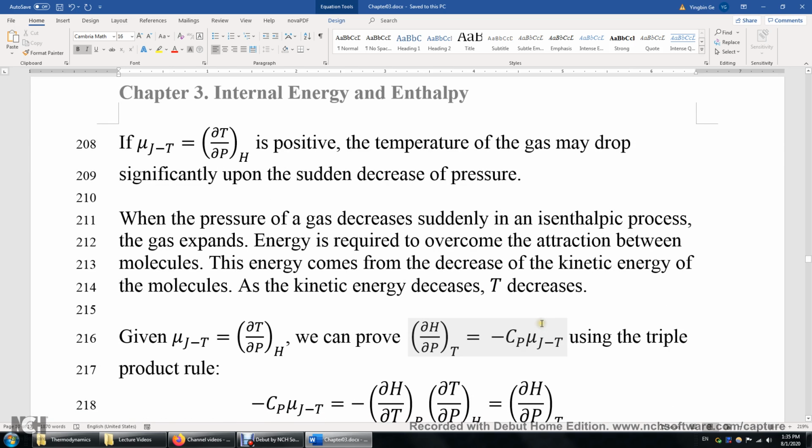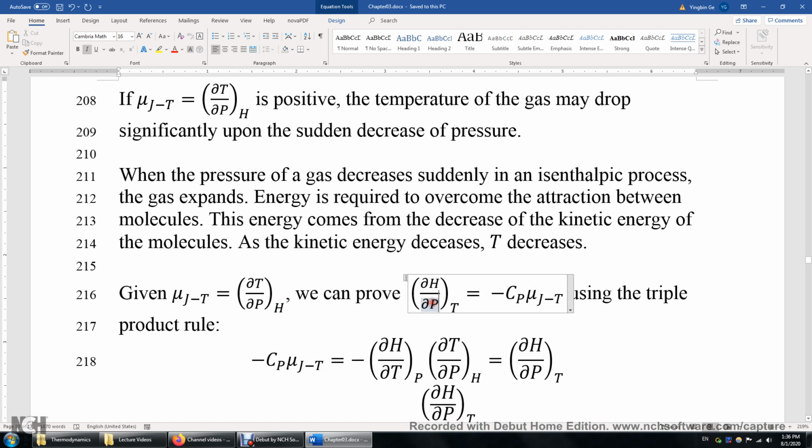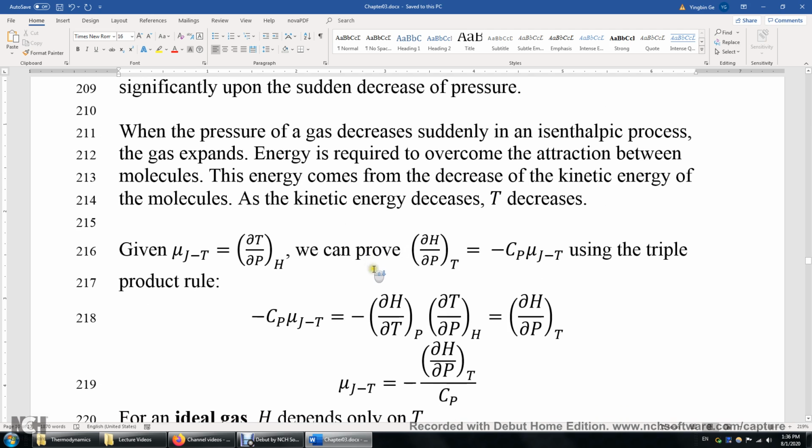Now let's look at some theoretical derivation. Given the definition of the Joule-Thomson coefficient, it's delta T over delta P in an isenthalpic process. We can prove that delta H over delta P is simply negative Cp, the heat capacity, times this Joule-Thomson coefficient. We will have to use the triple product rule. So first, negative Cp is negative delta H over delta T under constant pressure. And this is mu JT. Mu JT is delta T over delta P when the enthalpy is held constant.